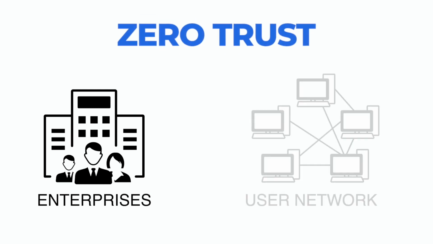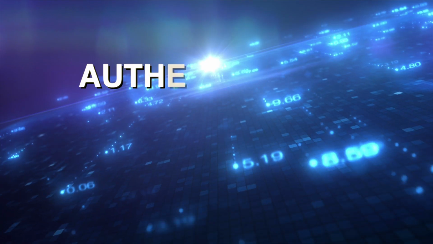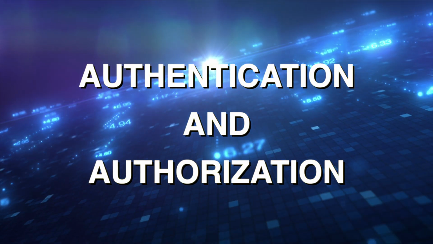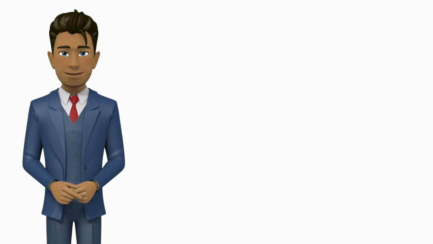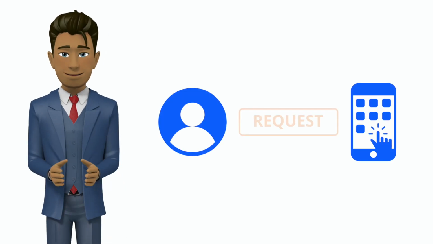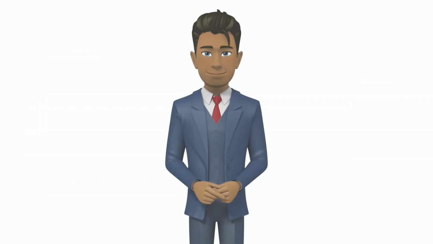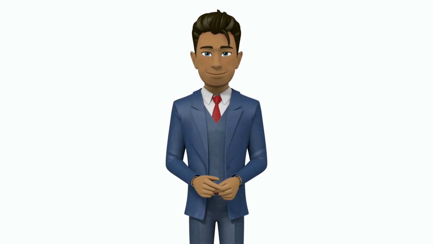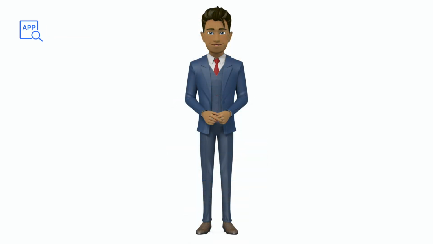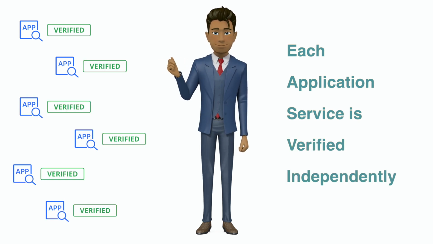Enterprises should have zero trust in the user's network as a security gauge and instead look to authentication and authorization schemes to keep attackers at bay. This means that a user's request to an application will be verified and authorized only for the specific application. Access to other applications will not be granted on the notion that they've been verified once before. Instead, each application service is verified independently.